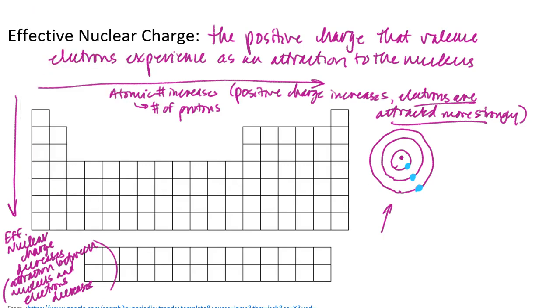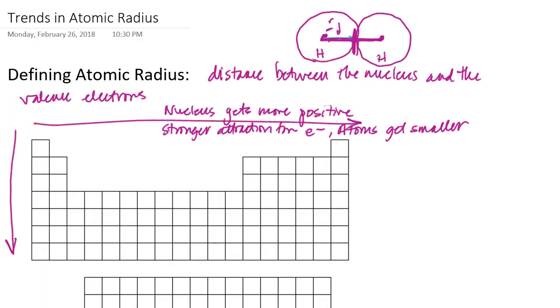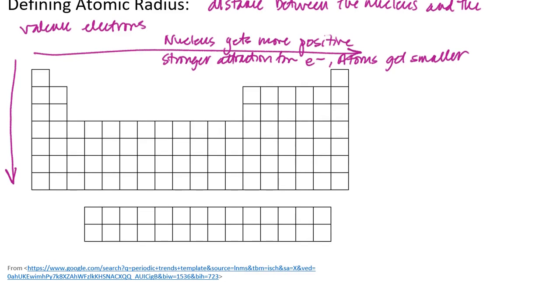And so as a result, as I go down a group in the periodic table, atomic radius increases. Basically atoms get larger if I go from top to bottom within a group of the periodic table.